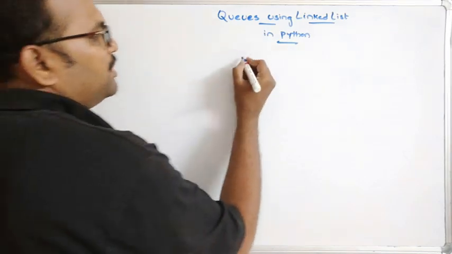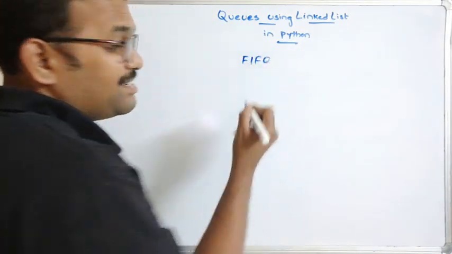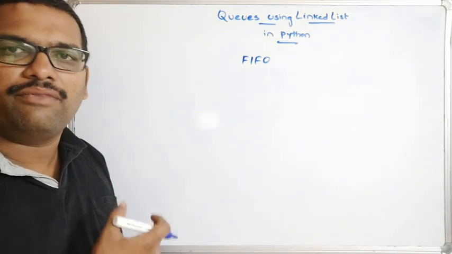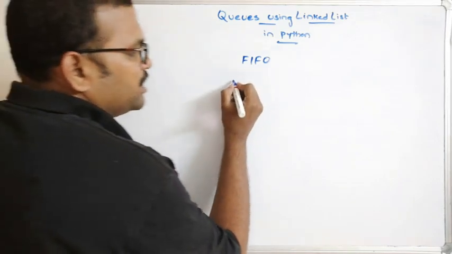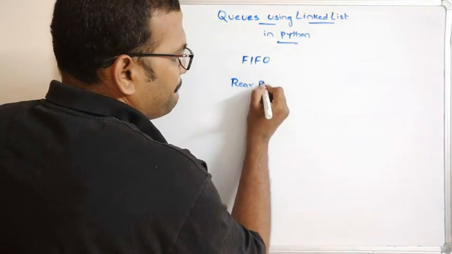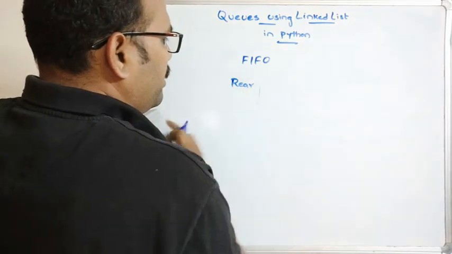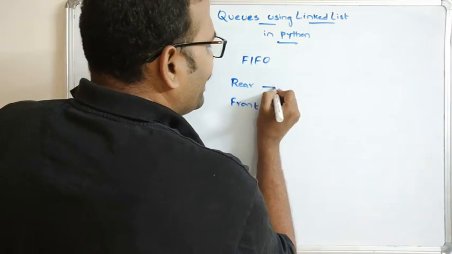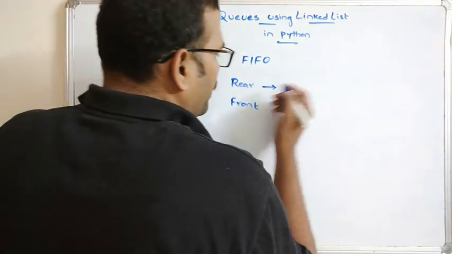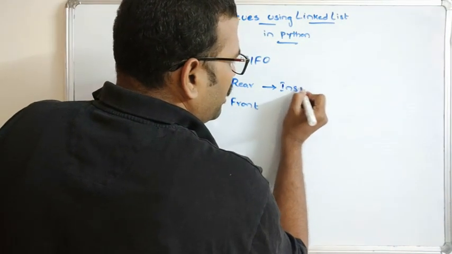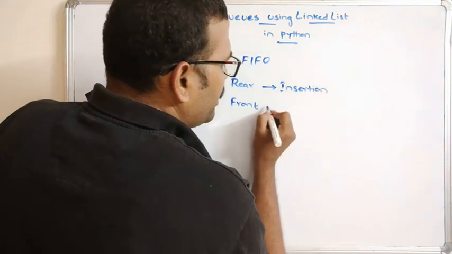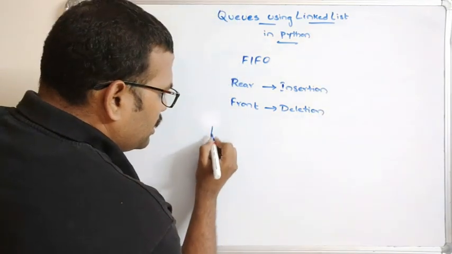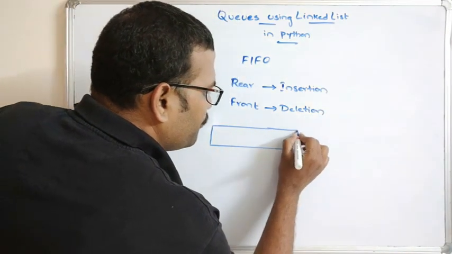We know that a queue is a FIFO structure, that means first in, first out. Whatever element enters the queue first will come out first. Here there will be two ends, one is the rear end and another is the front end. The rear means the back end. The insertion will be done at the rear and the deletion will be done from the front. That will be represented in this way.